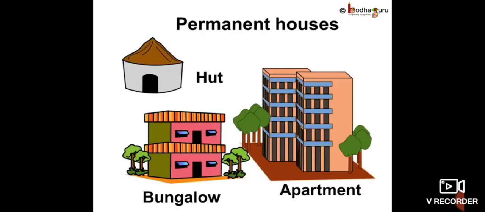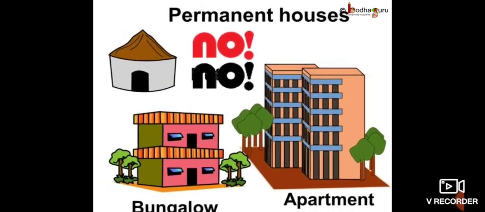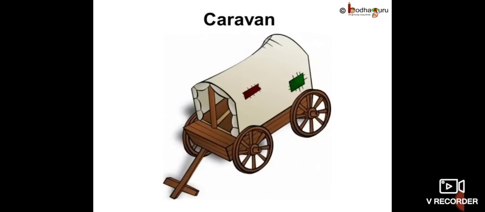The various pakka houses, apartments, bungalows, and even kacha houses cannot be moved from one place to another and are called permanent houses. Some people keep moving from one place to another, either due to scarcity of food and water, or due to extreme climate, or due to work. Is it possible to carry their houses along with them? If they live in permanent houses, it won't be possible. So, they make temporary houses that can be moved from one place to another.